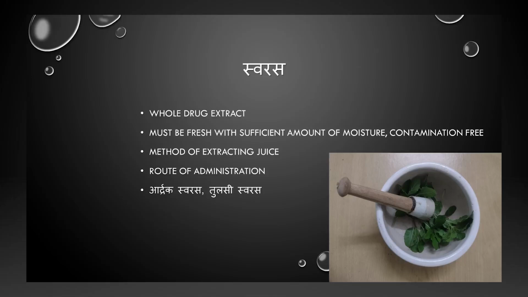Some common examples of Swarasa are Ardrak Swarasa, that is ginger juice, and Tulsi Swarasa, that is juice of leaves of holy basil. Ardrak Swarasa or ginger juice is used in cough and cold along with honey and a pinch of black pepper. Tulsi Swarasa is also used in common cold-like situations.